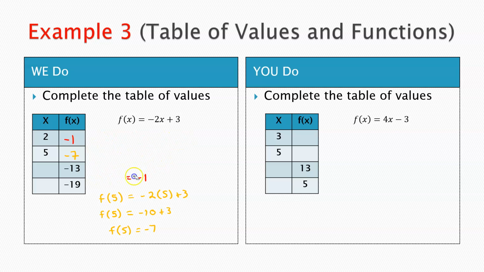I need a little bit of room, so let me erase that. What if this time they give us our f of x? They gave me the number on the right side of that table of values. So again, that negative 13, it's my f of x. You're actually going to replace the entire f of x here. You're substituting for the whole thing.